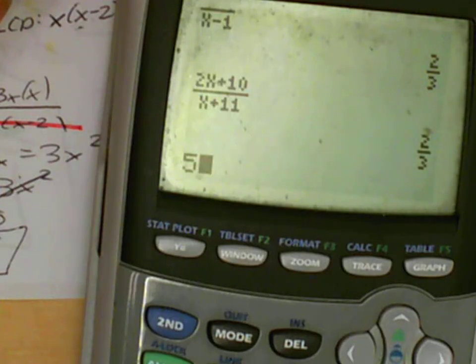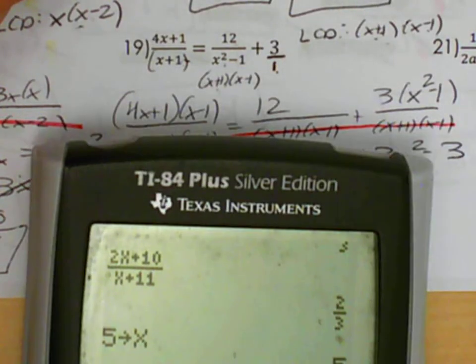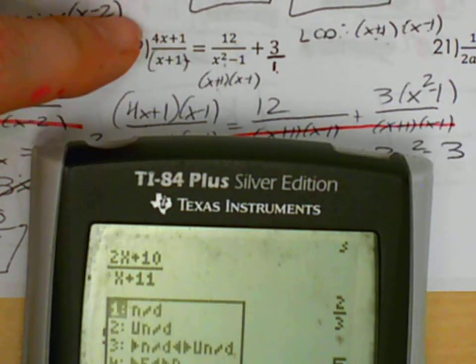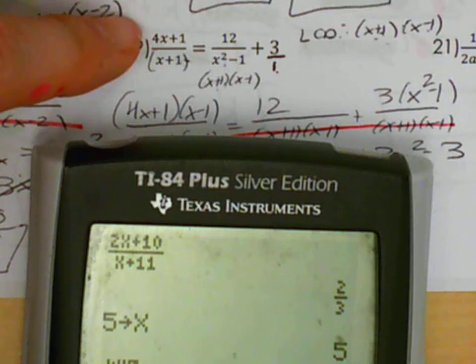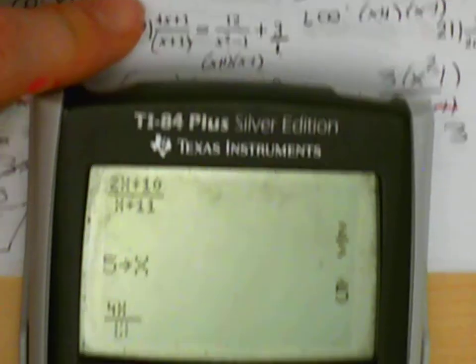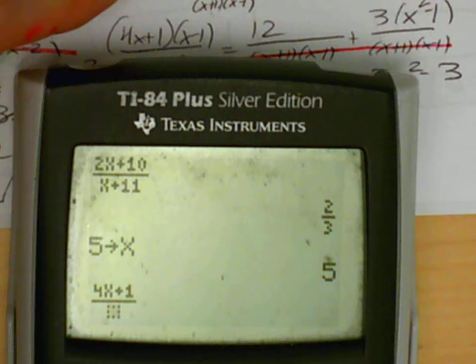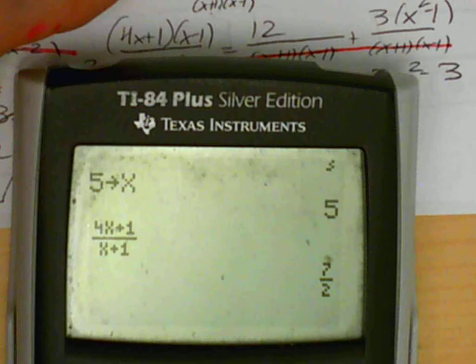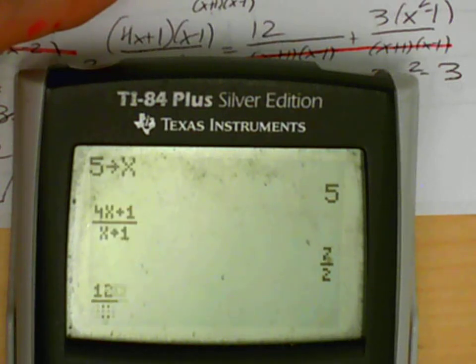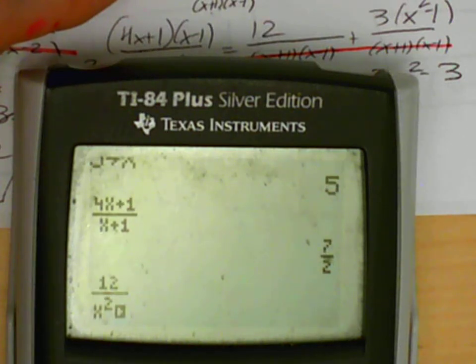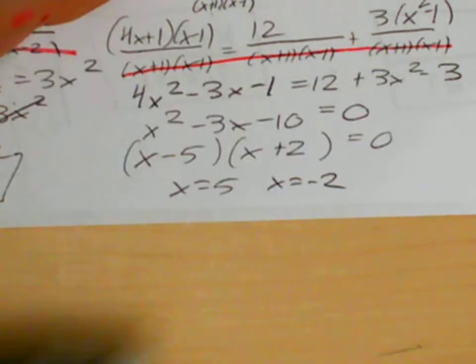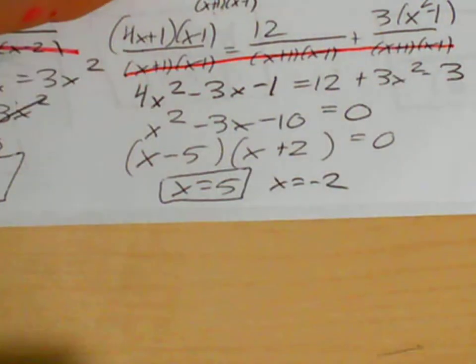So we're going to store 5 to x, and then put my left side in. So 4x plus 1 over x plus 1. So my left side equals 7 halves, so that means my right side also needs to equal 7 halves if this is a solution. So let's put the right side in. 12 over x squared minus 1 plus 3. 7 halves equals 7 halves. 5 works. So now we're going to try negative 2.